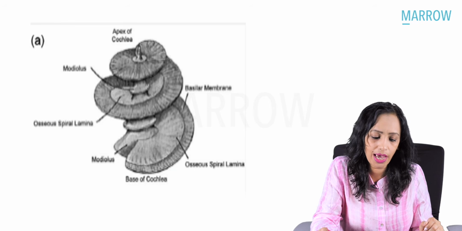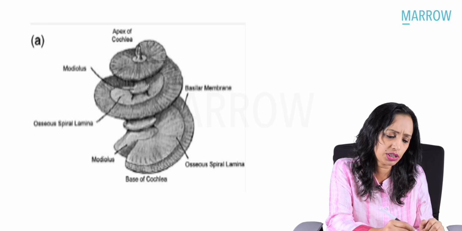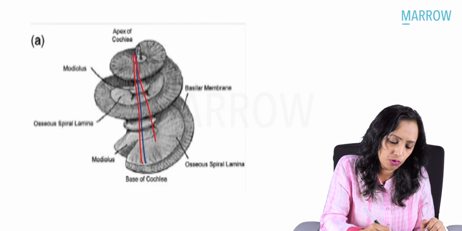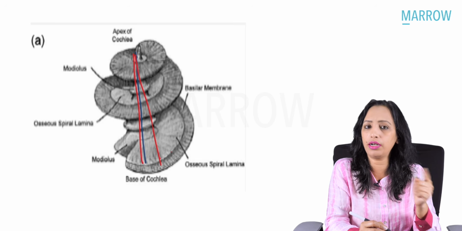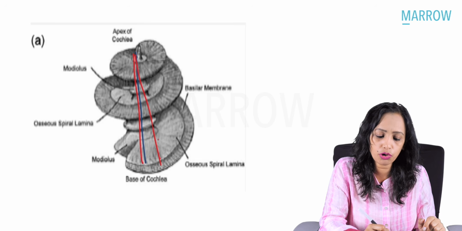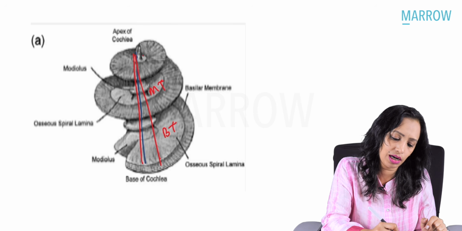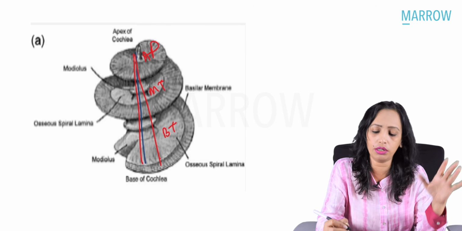So a quick look we have here. Yes, so just see here, this here in the center. In the center, that is the modiolus around which the cochlea takes the various turns. So the modiolus is in relation to all the turns, the basal turn, the middle turn, the apical turn. It is in relation to all the turns of the cochlea.